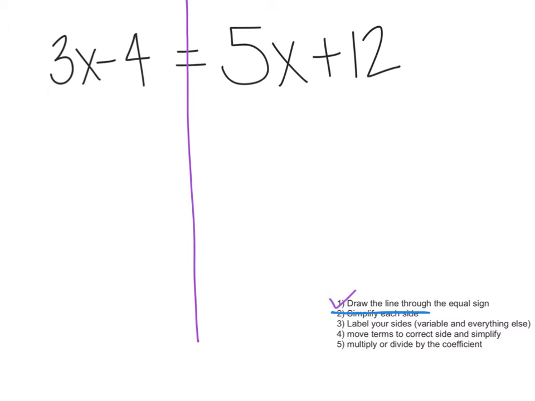Step 3, I need to label my sides as my x's and my everything else so that I have my guide map of what needs to move. So remember, if my left side is my x side, which leads me into step 4, that means everything with an x should be on the left and everything that does not have an x should be on the right.